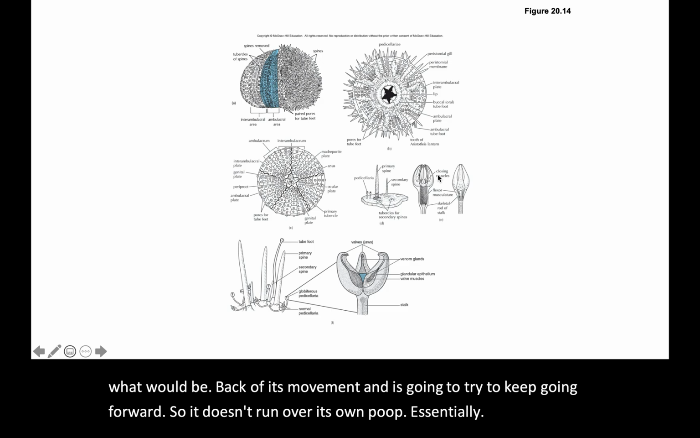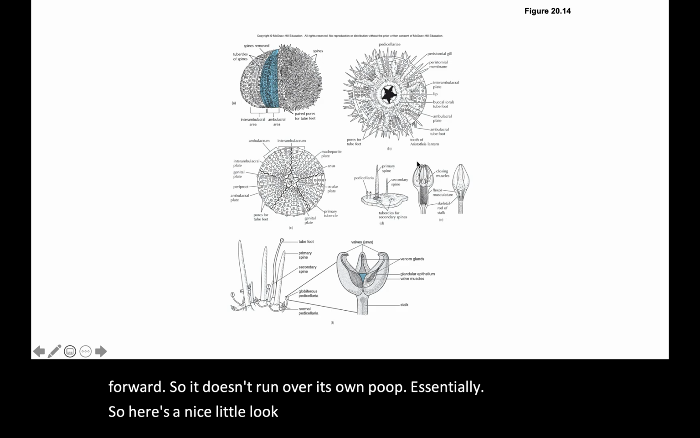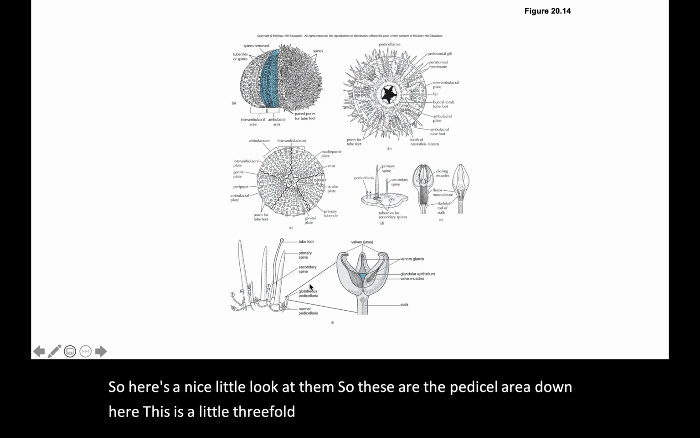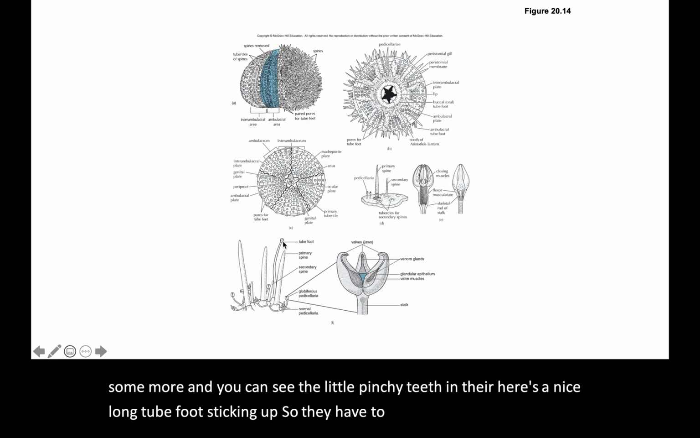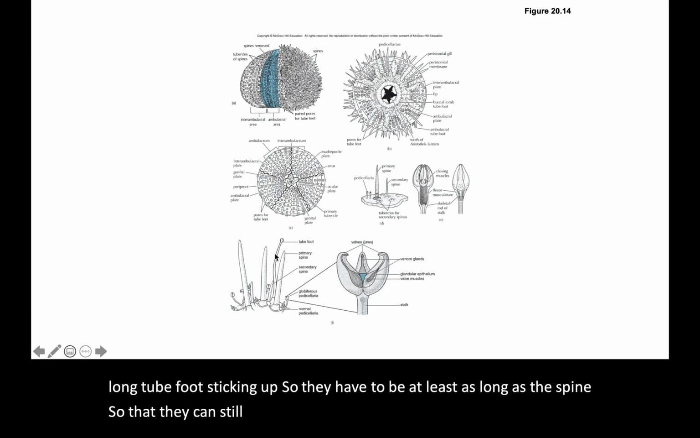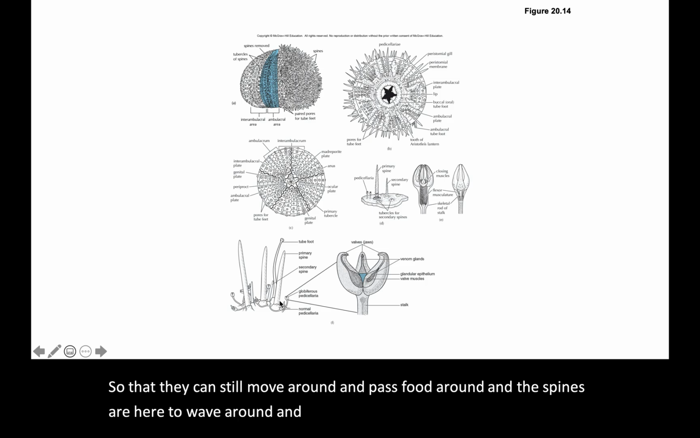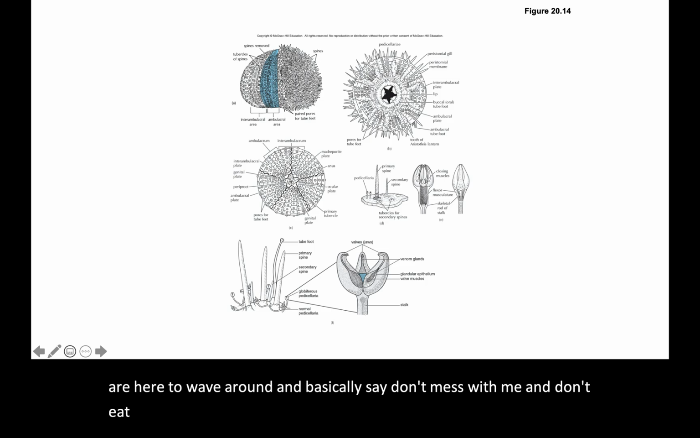So here's a nice little look at them. These are the pedicellariae down here. This is a little threefold symmetric pedicellarium. And here are some more, and you can see the little pinchy teeth in there. Here's a nice long tube foot sticking up, so they have to be at least as long as the spine so that they can still move around and pass food around. And the spines are here to wave around and basically say, don't mess with me and don't eat me, because I am covered in spines.